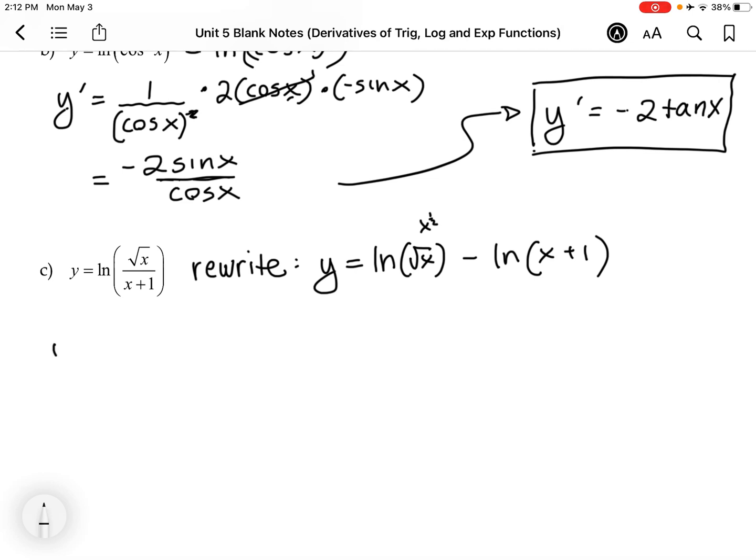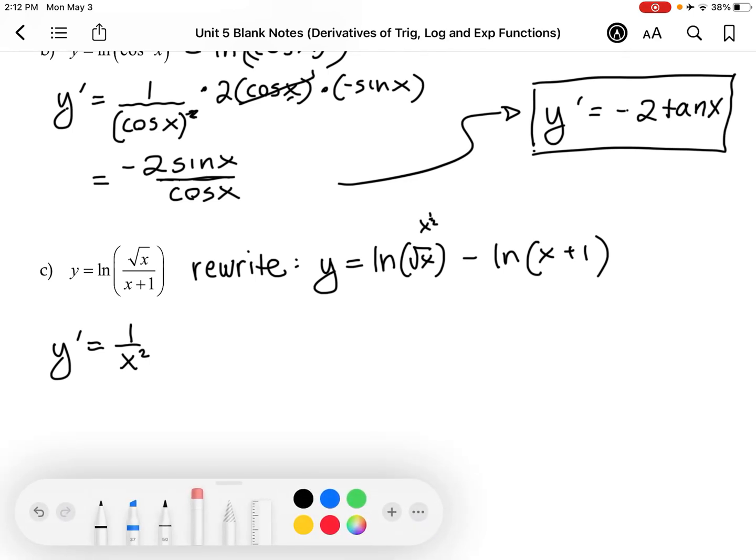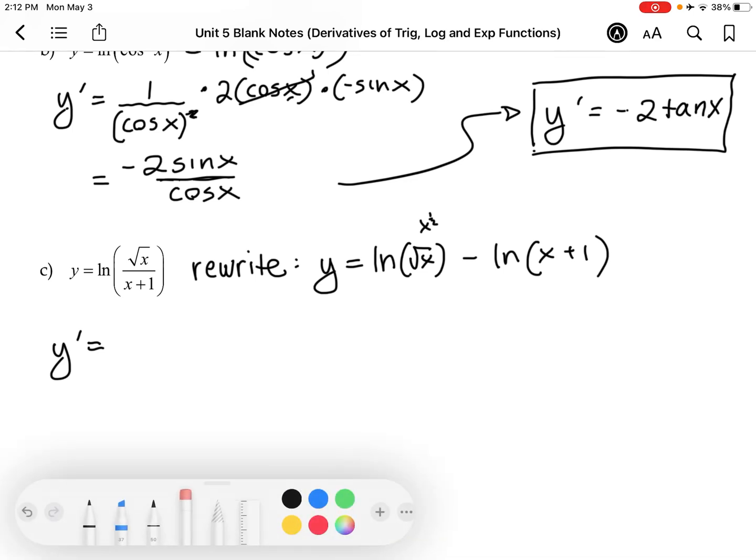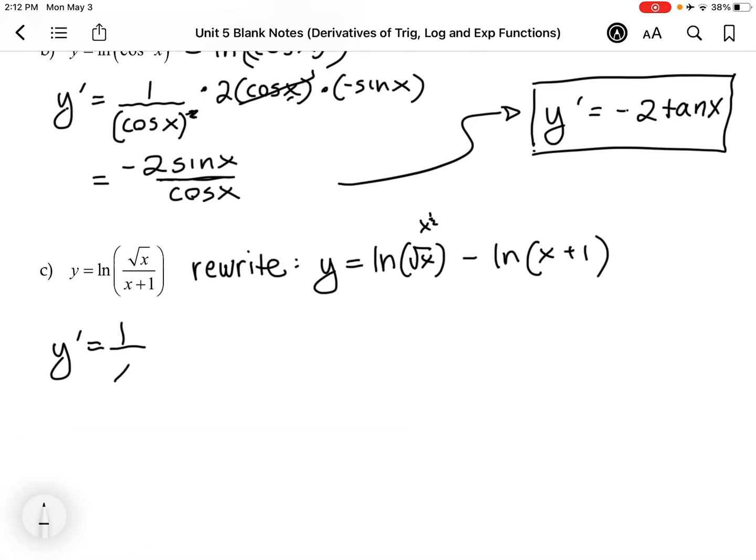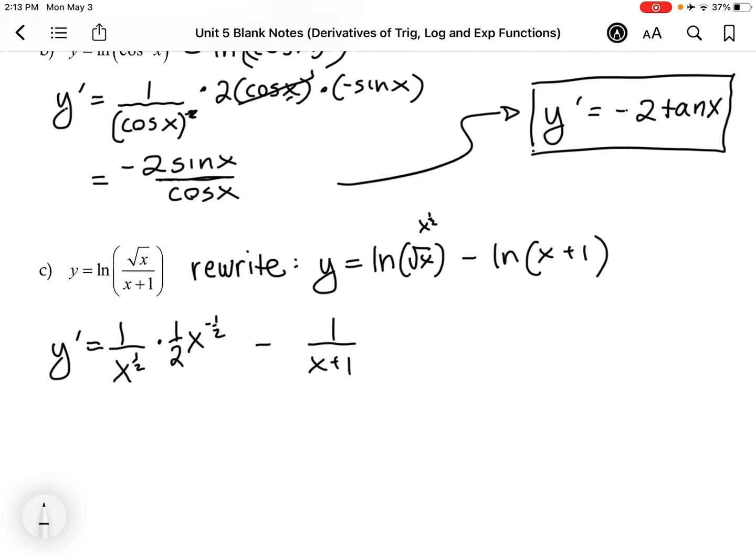Okay, now y prime, from the first logarithm, it's going to be 1 over x squared. Sorry, not x squared, my bad. 1 over x to the 1/2 times the derivative of x to the 1/2. So that's 1/2 x to the negative 1/2 minus 1 over x plus 1 times the derivative of x plus 1, which is just 1.